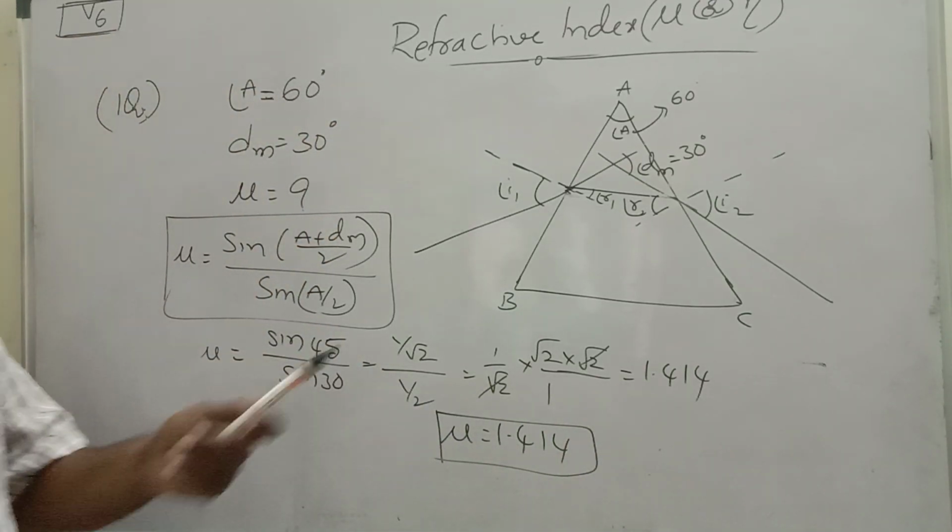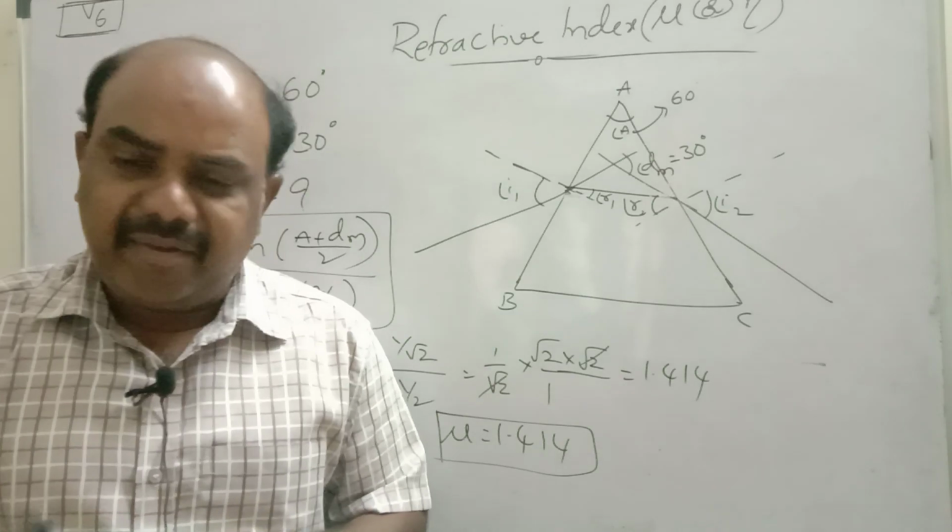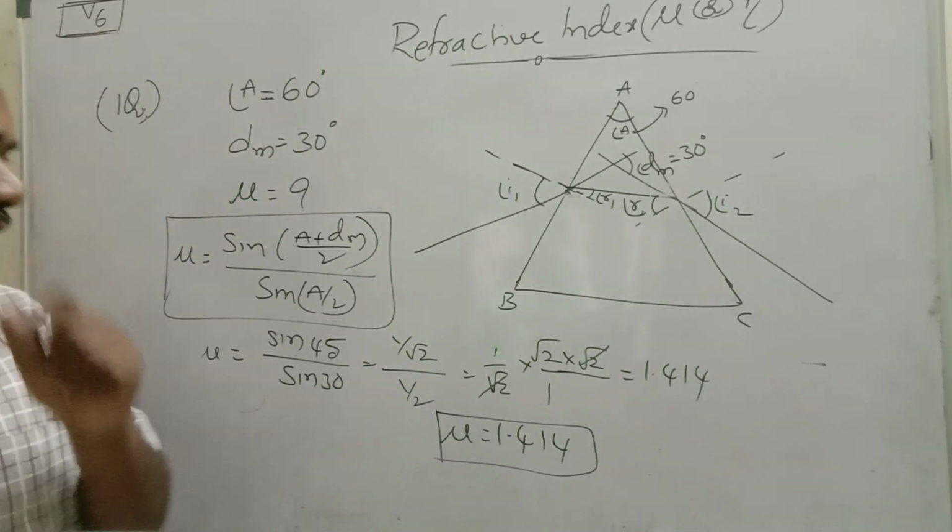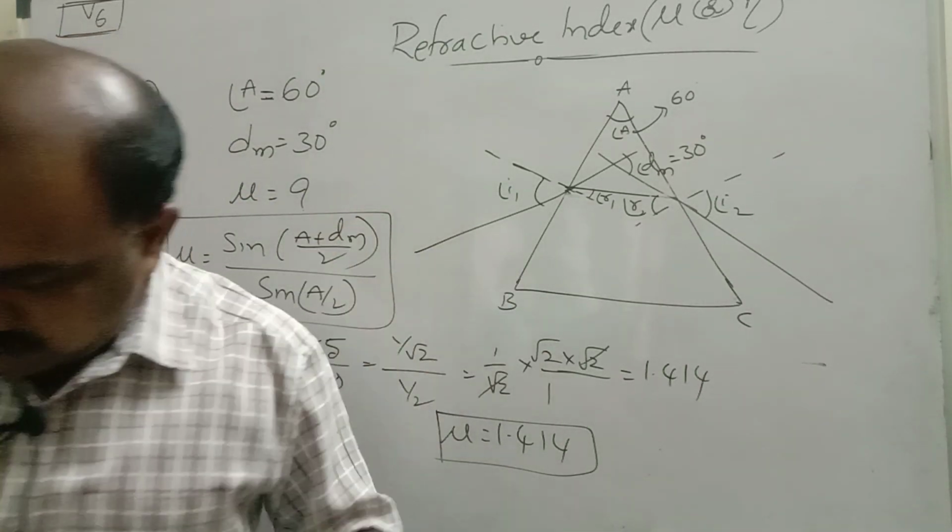What is the unit? No unit. Why? Because it is c by v, speed of light in vacuum by speed of light in medium. Got it? Right. Copy it.